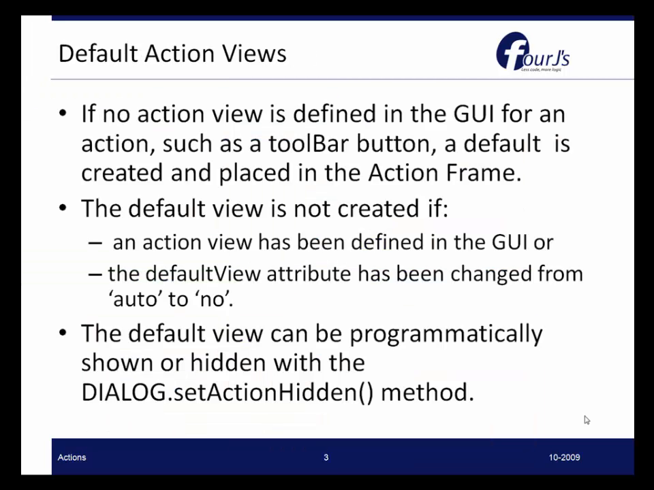If no action view is defined in the GUI for an action, then one will be created and placed in the action panel as we've seen. That default view is not created if an action view has been defined in the GUI or if the default view attribute has been changed from auto to no. So in the action default file or in the form section, if there is an attribute on that action that specifies not to create a default view by using no for the default view attribute, then it will not be created. Now you can programmatically show or hide that default view by using the dialog.setActionHidden method.